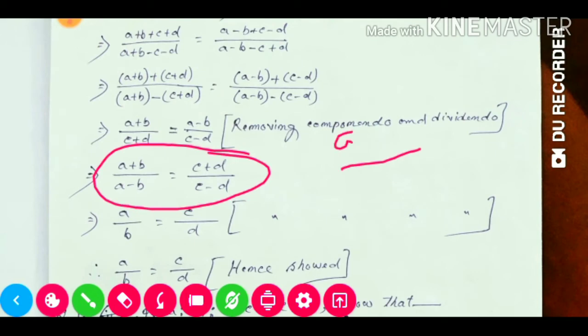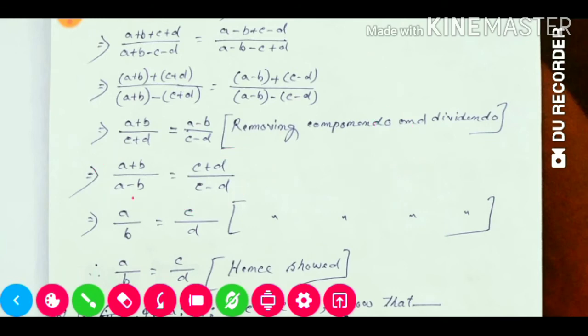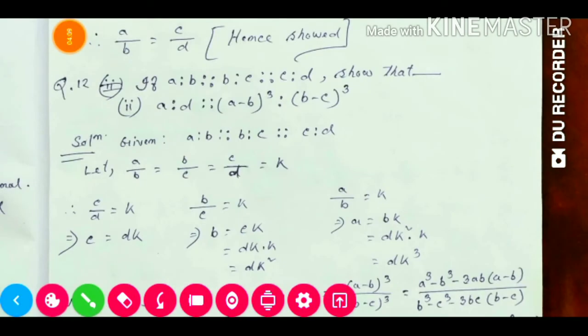Before, only I showed a divided plus, and here will be minus, and b and b. So if we remove componendo and dividendo from this part, then what remains is a divided by b. So what is remaining here? A divided by b, and here will remain c divided by d. Therefore a divided by b is equal to c divided by d. We already proved, we already showed this one. So this one is finished. It is very easy. Question number 12.